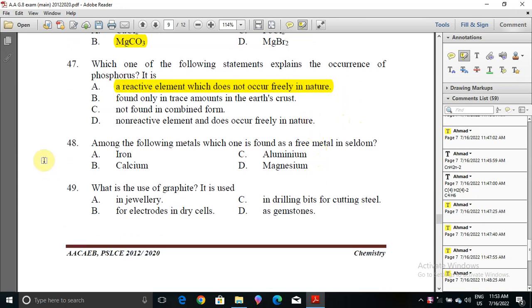Now question number 48, among the following metals, which one is found as a free metal in seldom? It will be iron.